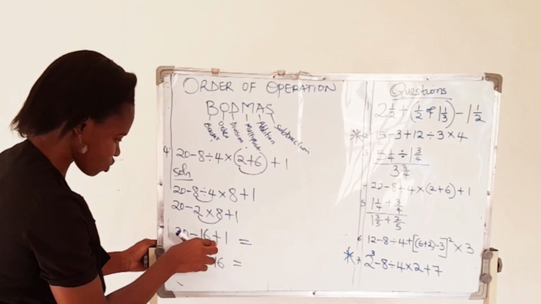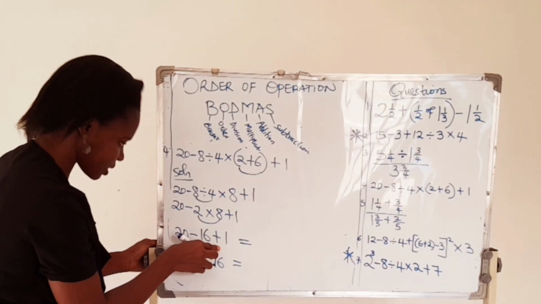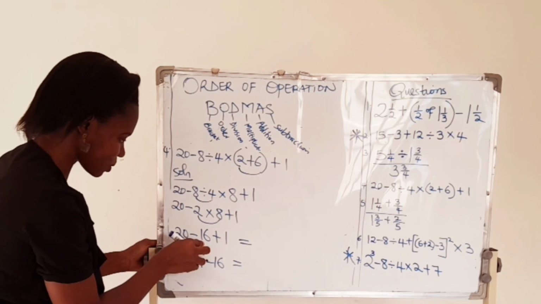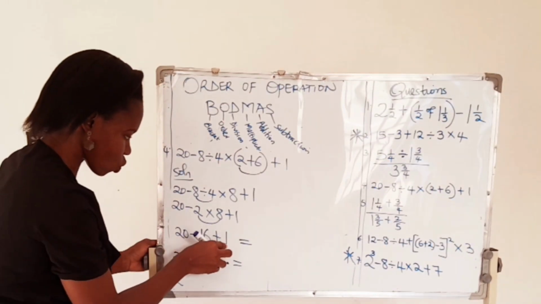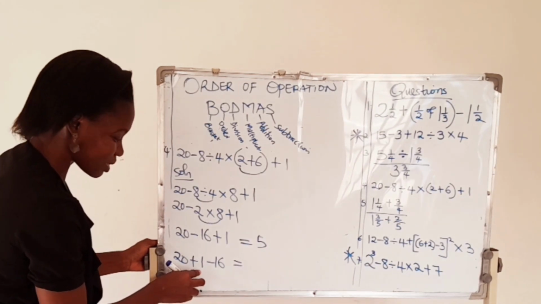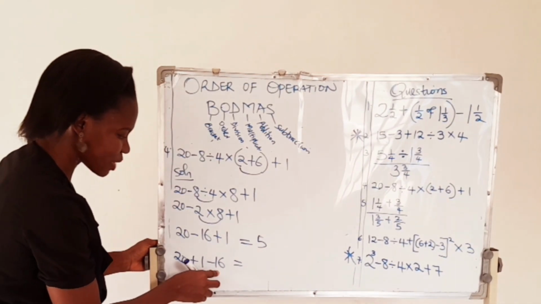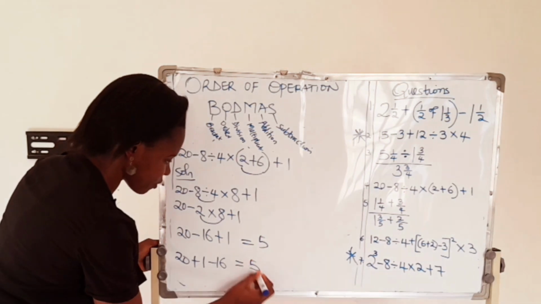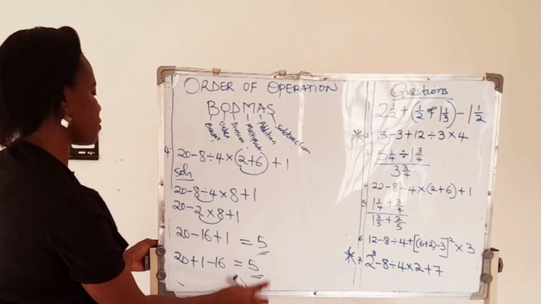So for this one, I just rearrange it. But even if you solve direct here, you will get your answer. 20 minus 16 is 4. 4 plus 1 is 5. Here, 20 plus 1 is 21. 21 minus 16 is still 5. So our answer is 5.